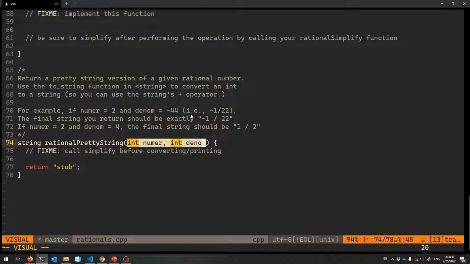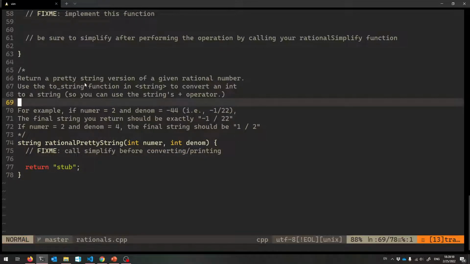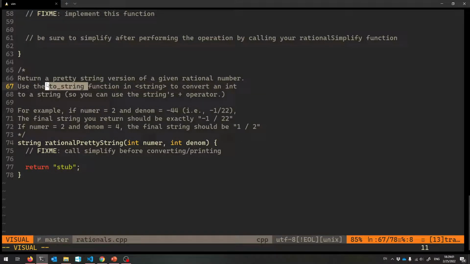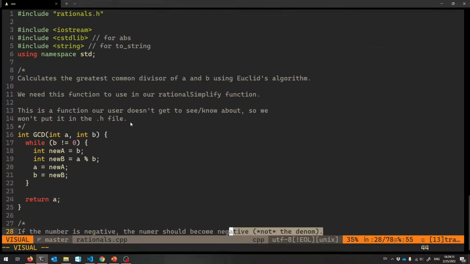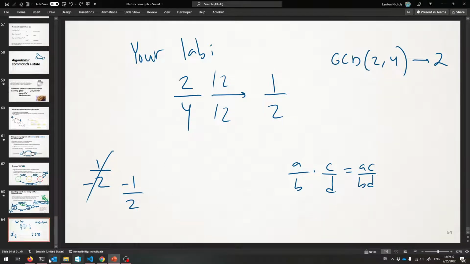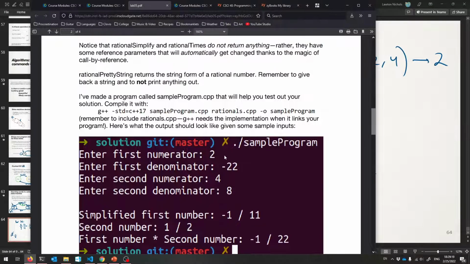Okay? That's all. And in order to build up this string, you're going to have to put numbers inside of it, which means you're going to have to convert numbers to strings. You can use the toString function to do that, okay? Use the toString function in the string library to convert an int to a string so you can add it into the string that you're trying to build up, okay? So that's the library that you'll be implementing. That's the rationals library.